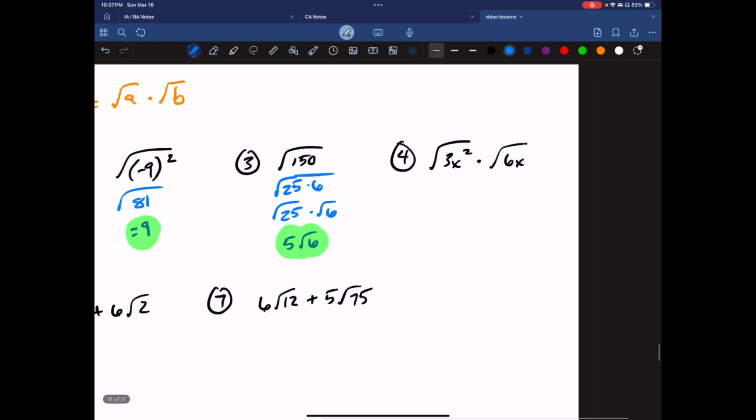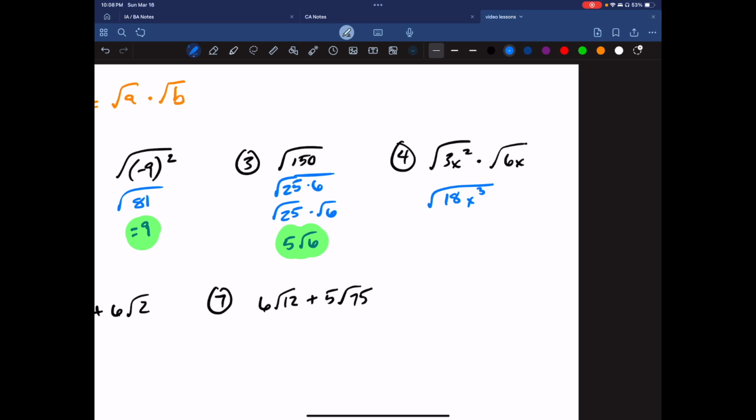Now, when you're multiplying, it's kind of like with fractions. There's more consideration that needs to be taken when you're adding or subtracting fractions. But when you're multiplying, you're literally just multiplying across the top and across the bottom. So on number 4, all you're doing is multiplying one radical times the other, just like you would with parentheses. So 3 times 6 is 18. X squared times x is x cubed.